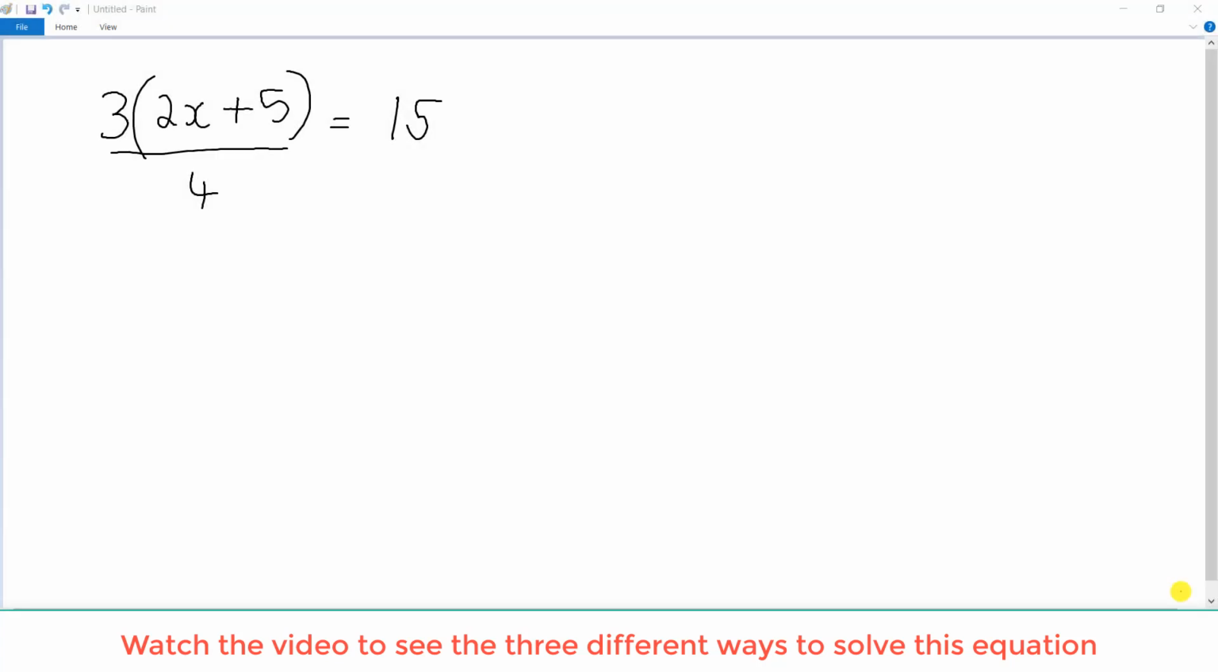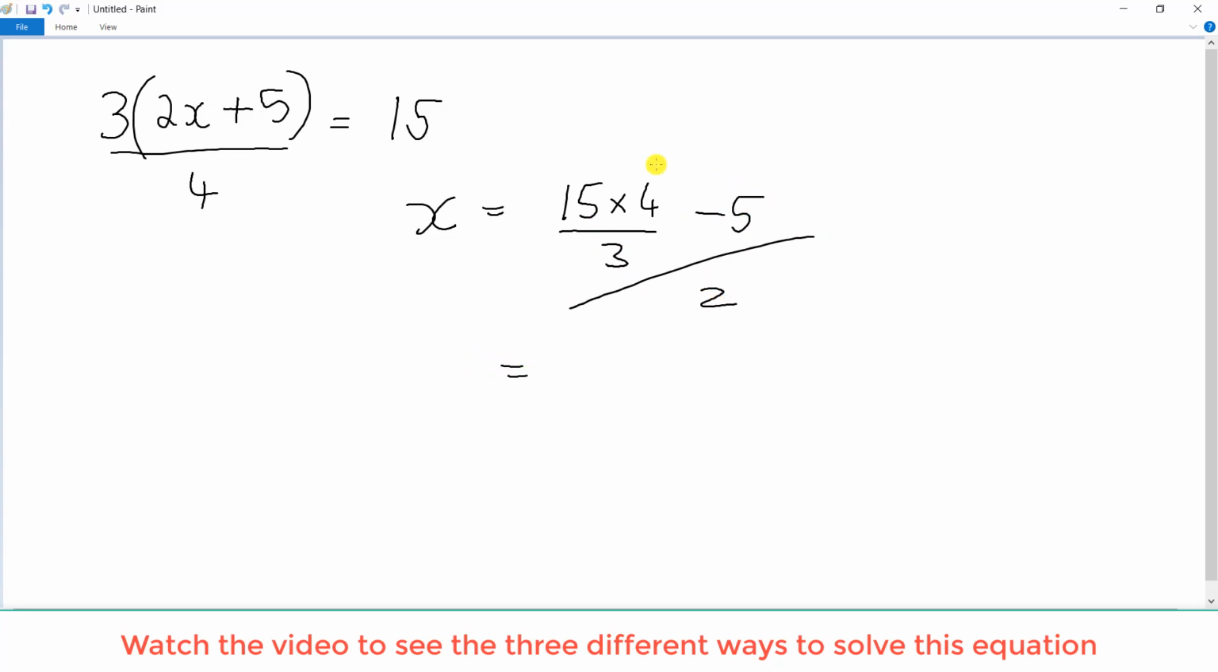Okay, stealth mode is pretty much doing it all in your head. So we just start with what we wanted to find out, which was x. We had a 15. We divided by 4, so we're going to multiply by 4. We multiplied by 3, so we're going to divide by 3. We added 5, so we're going to subtract 5. And we multiplied by 2, so we're going to divide by 2. And so you've just done everything in one step, almost like the story was done in your head but backwards.